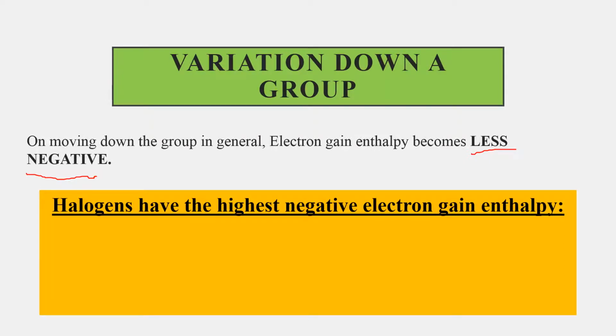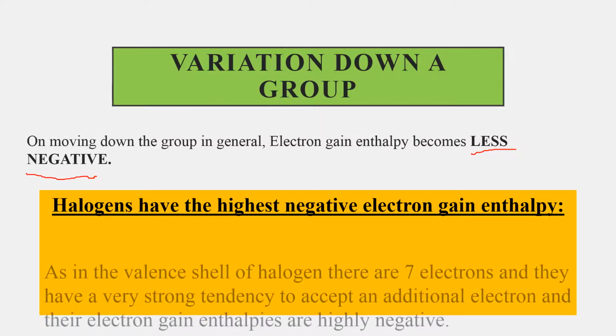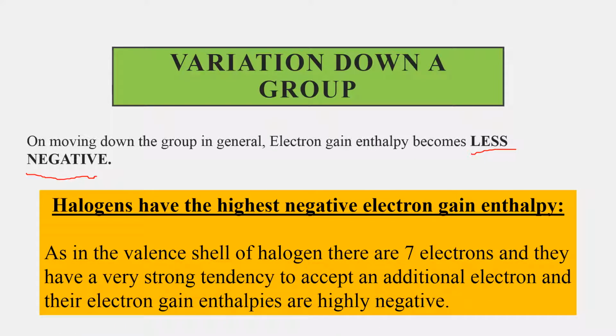Now one more thing, halogens have the highest negative electron gain enthalpy among the periodic elements. Halogens, group 17 elements, have the highest negative electron gain enthalpy among the periodic elements. Now why is this so? The valency shell electrons in halogens are 7, and they have a very strong tendency to accept an additional electron, and their electron gain enthalpies are highly negative.